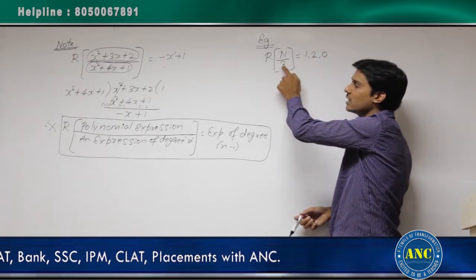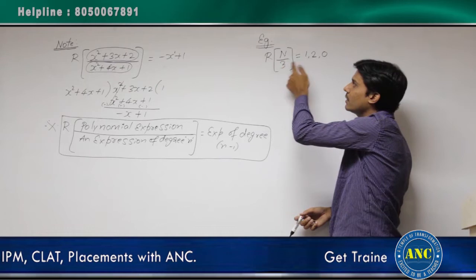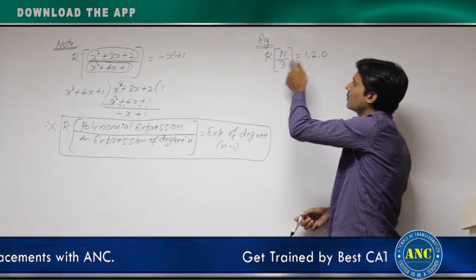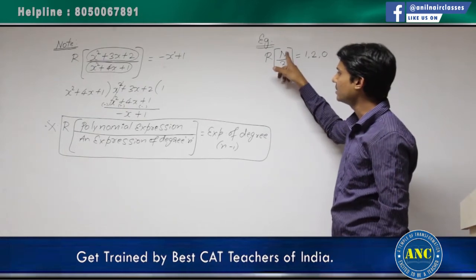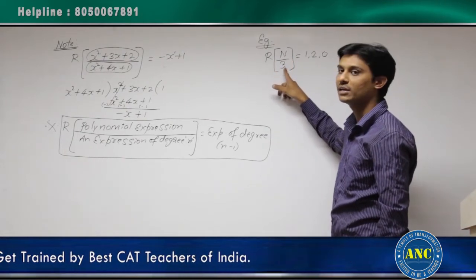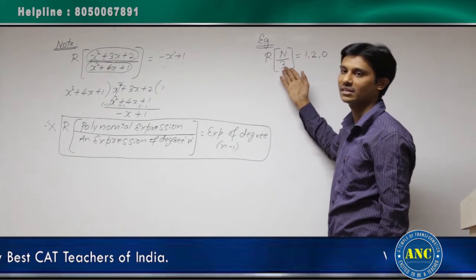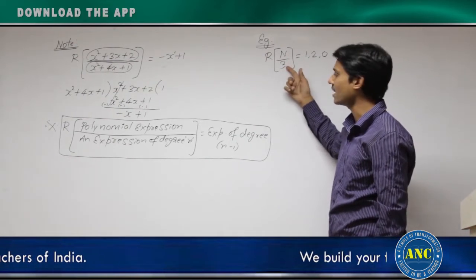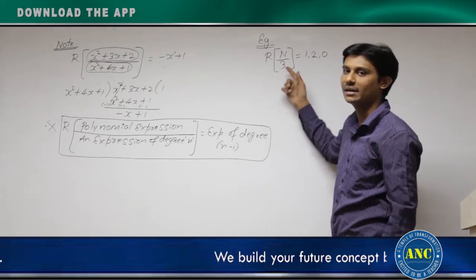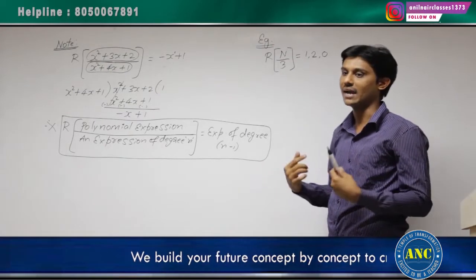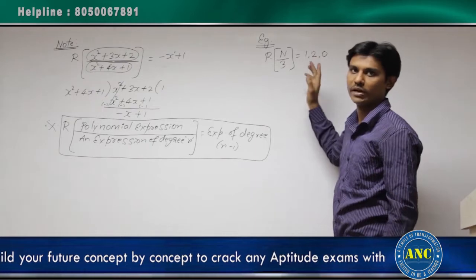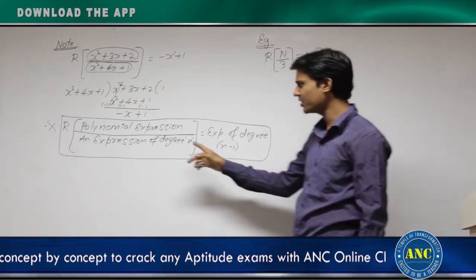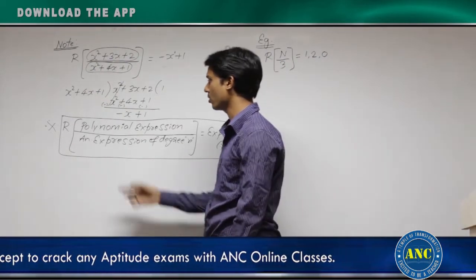Similarly, continue it. 10 when divided by 3, remainder is 1. 11 when divided by 3, remainder is 2. 12 when divided by 3, remainder is 0. That means when a number is divided by the number 3, your possible remainders are the numbers which are less than 3. What are the remainders which are less than 3? 0, 1 and 2. Same explanation is in case of algebra also.